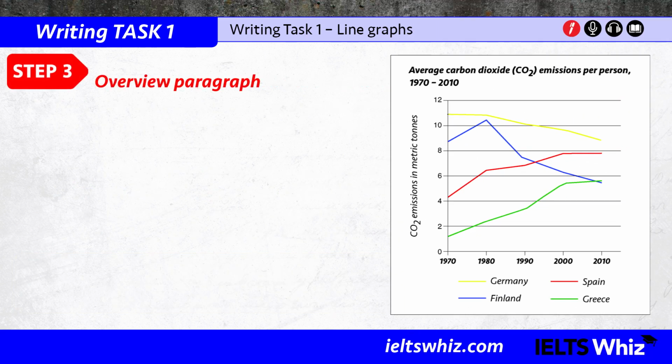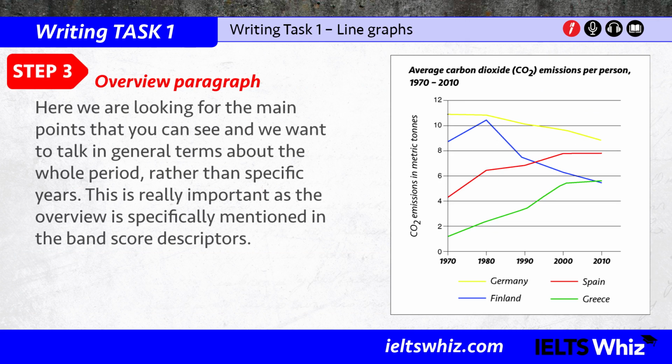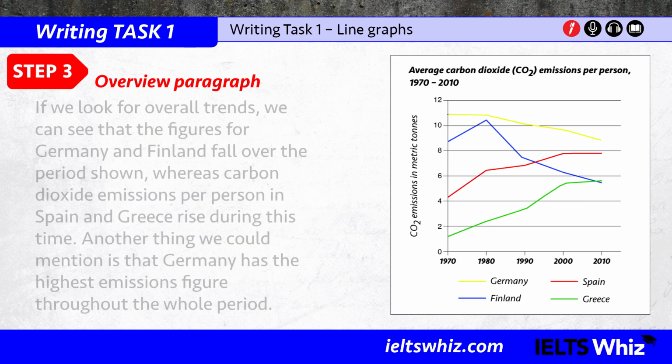For step 3, we will decide what to write for the overview paragraph. Here we are looking for the main points that you can see, and we want to talk in general terms about the whole period, rather than specific years. This is really important as the overview is specifically mentioned in the band score descriptors. Let's look at the graph again.